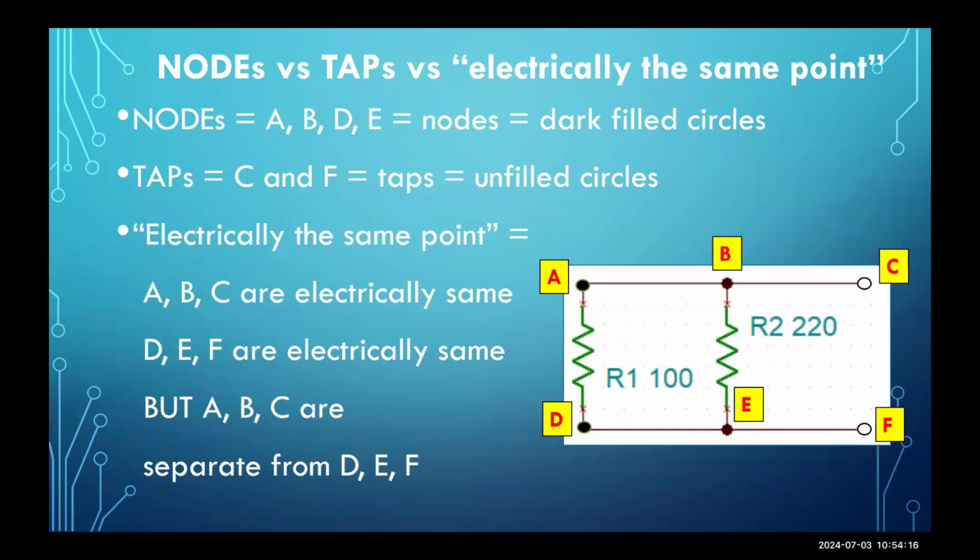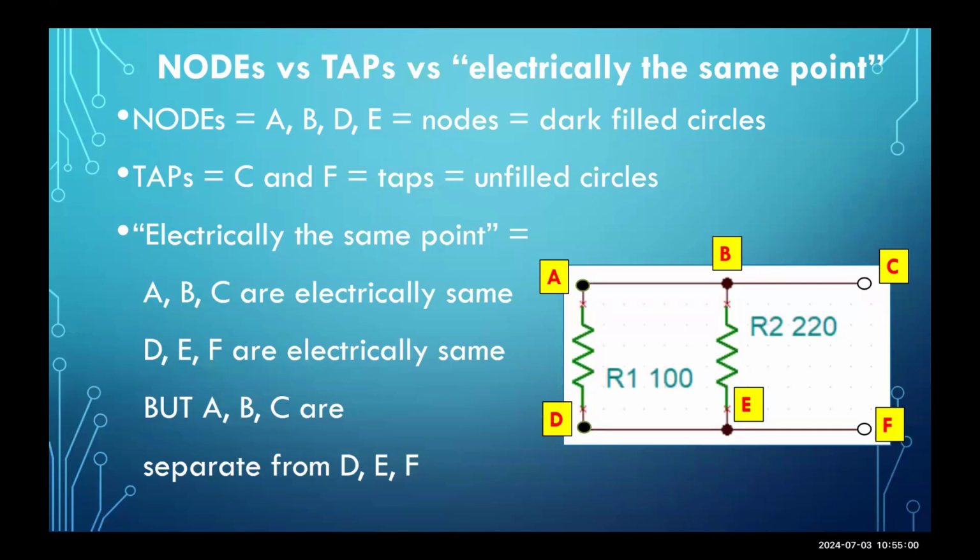Here we go. So if you look at the illustration, I've got points A, B, C, D, E, and F illustrated in red type on yellow backgrounds. So it says nodes, which I define as A, B, D, and E. Those points, point A, point B, point D, point E, are defined as nodes, and they're shown in the illustration as dark filled circles, okay? And as you can see, A and B connect the resistors at the top, D and E connect the resistors at the bottom. They are called nodes because they connect more than one thing.